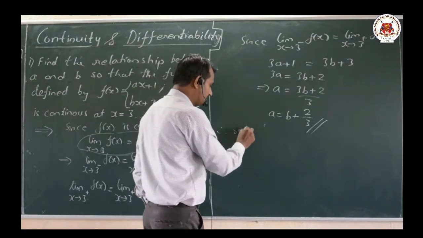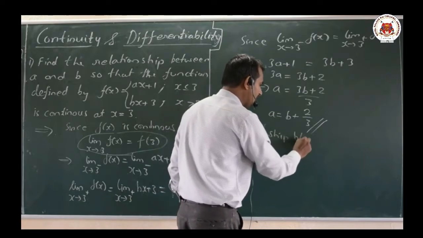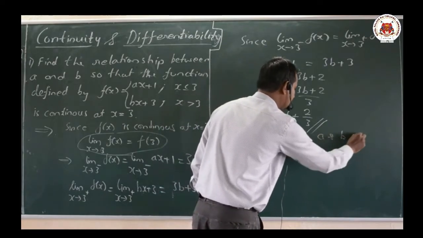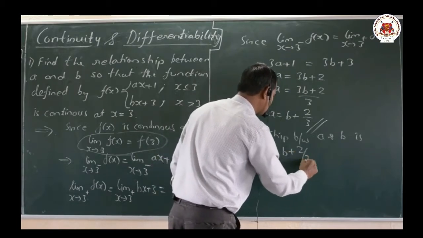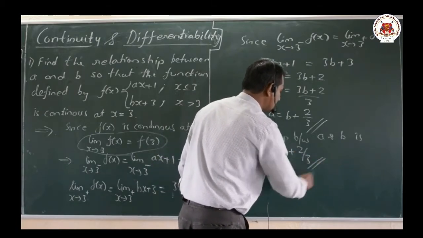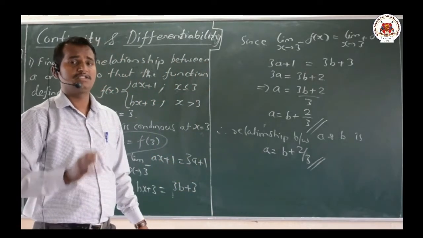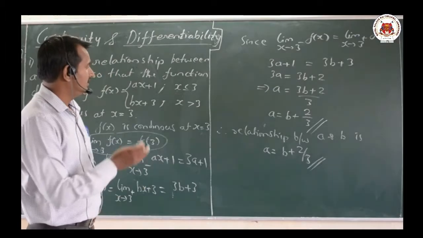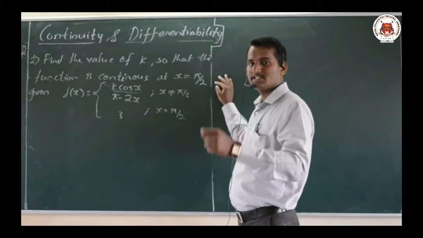Therefore, the relationship between a and b is a equal to b plus 2 by 3. That is a very, very simple and easy example and it was asked in the question paper. Please pause the video to note it down. Students, now let us start with the next problem.